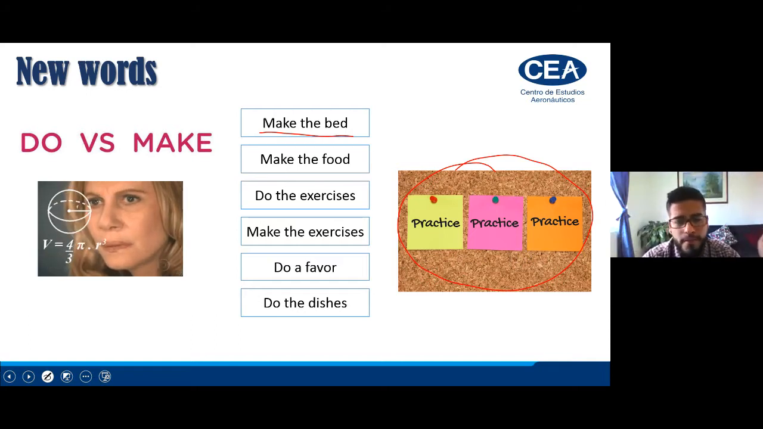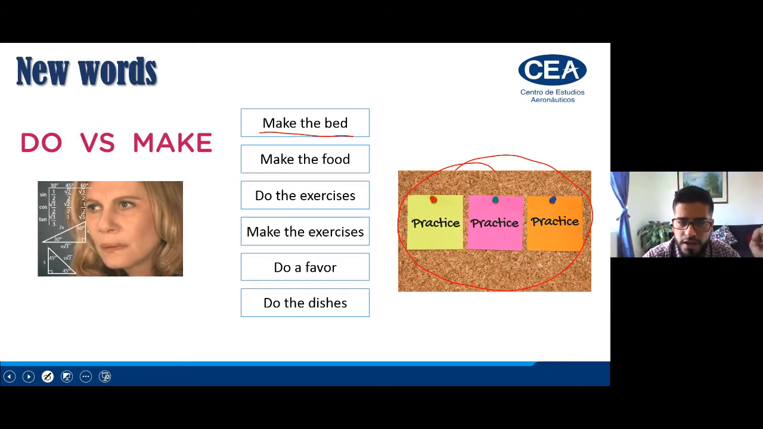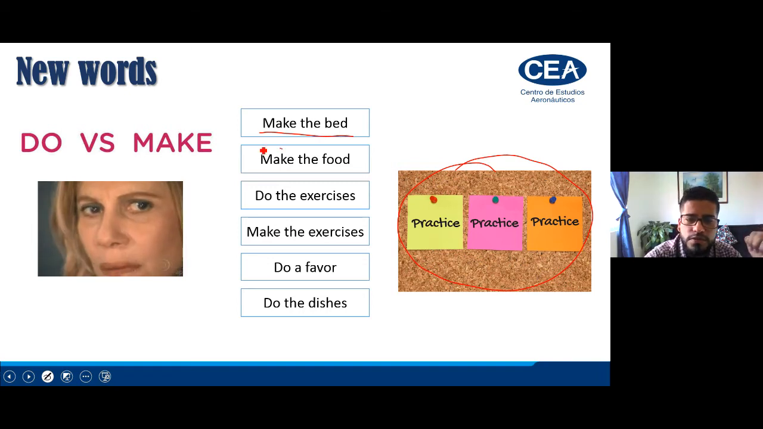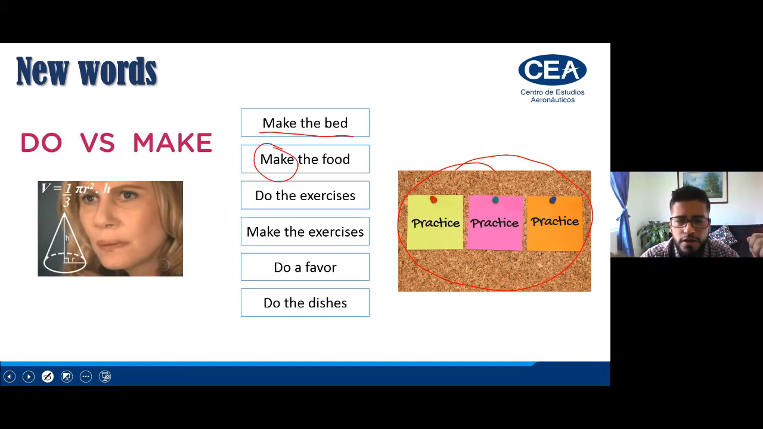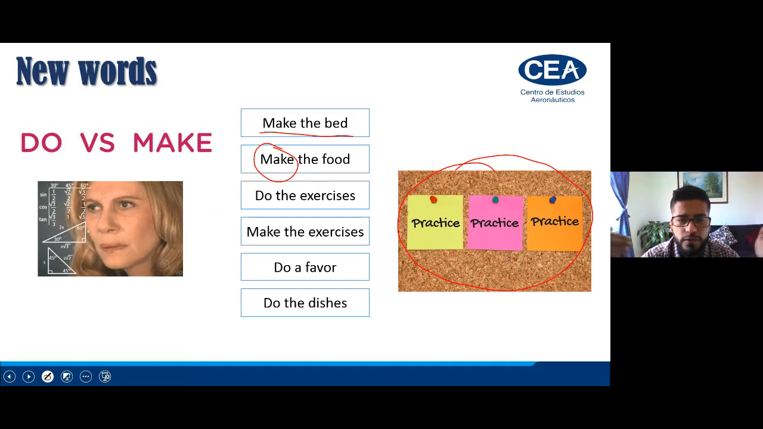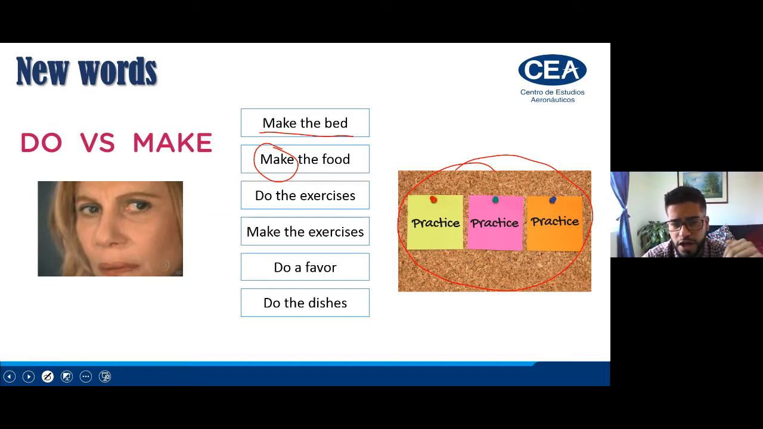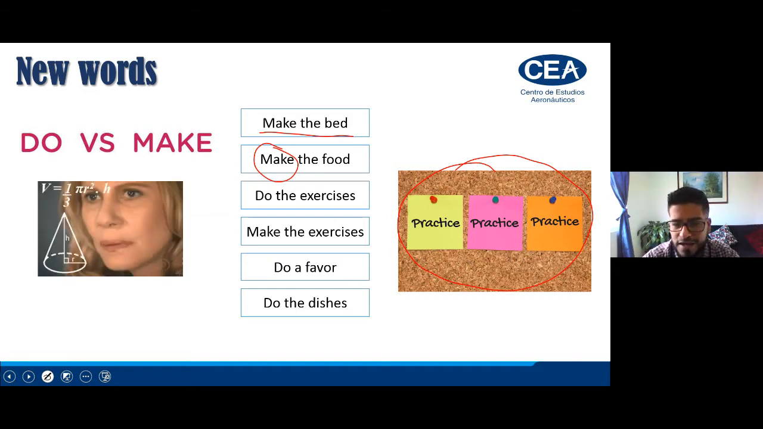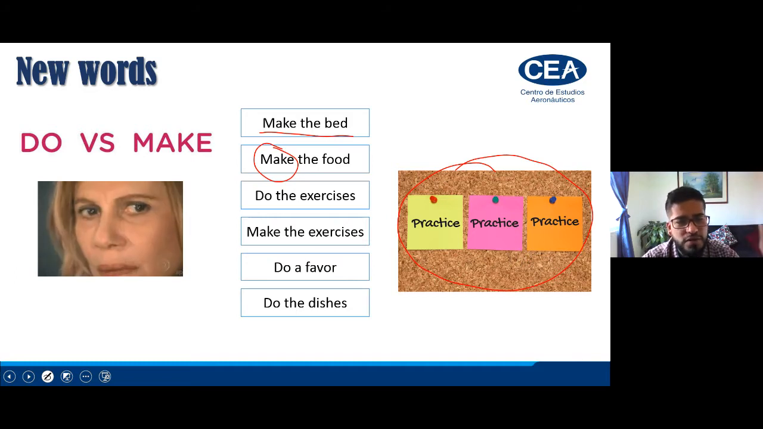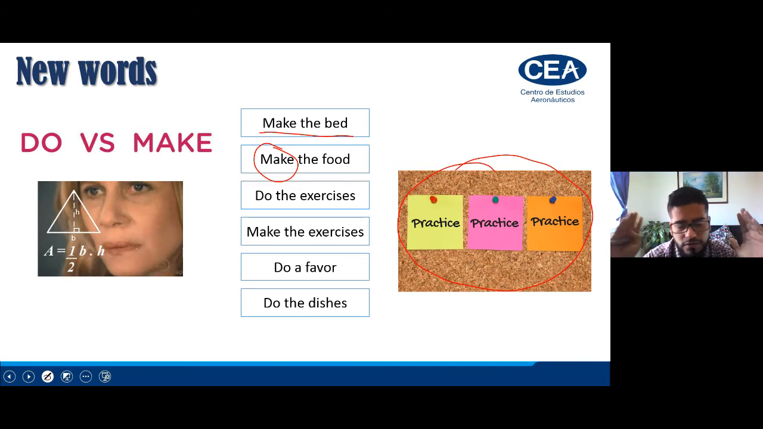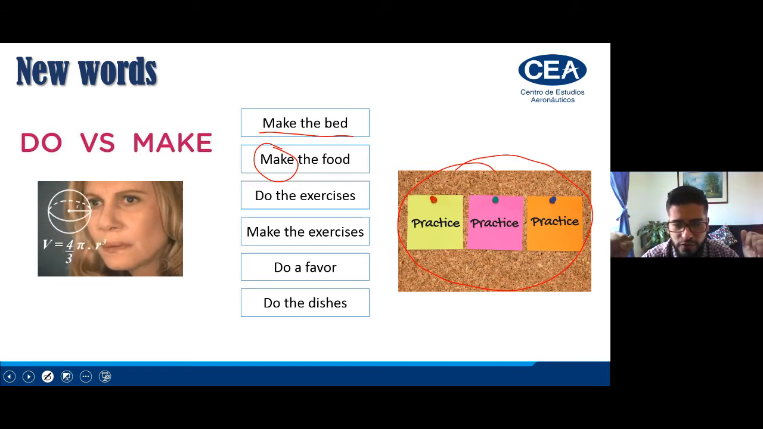So for example, make food. Normally in English, make is the most useful verb to talk about food. For example, when you make your food, make your lunch, make your breakfast, make a cake. So in this context, it's possible that you can make the relationship. Make, usually, is with food.